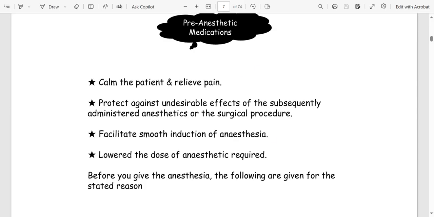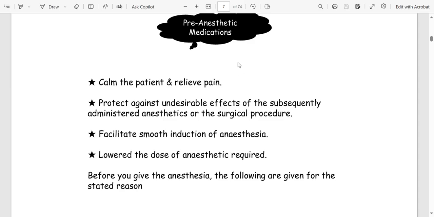Now, before you give anesthesia, there is what we call pre-anesthetic medications. Before you give anesthesia, you give other drugs before. For example, you are going to calm the patient and relieve pain, and also protect against undesirable effects of the subsequently administered anesthetic or the surgical procedure. So you also want to protect, because as you give this anesthetic agent, it might have these bad effects. So you want to protect against all those bad effects.